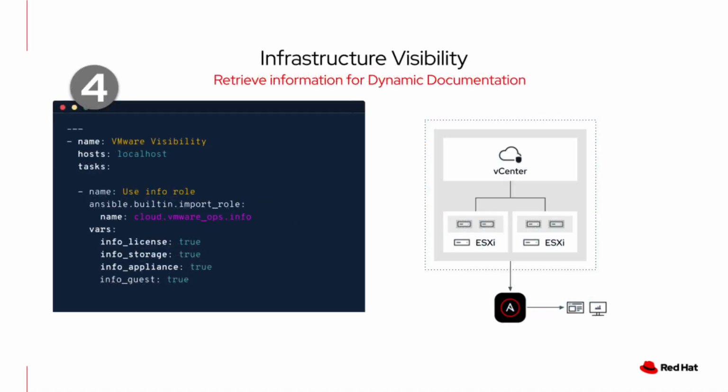Moving on to use case number 4, infrastructure visibility. Visibility is the foundation of day 2 automation. And this playbook demonstrates how we can retrieve information from our virtual infrastructure with Ansible. We simply call on our role and select what info we want by setting those variables to true. In this example, we gather specific details about licenses, storage, appliances, and guest VMs, turning our infrastructure into a source of truth for dynamic documentation and dashboards.